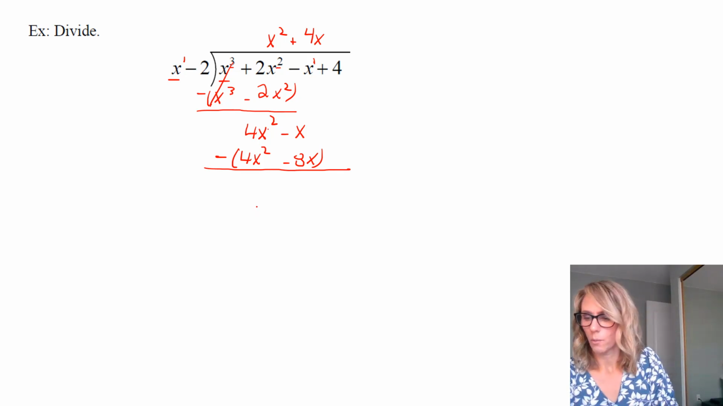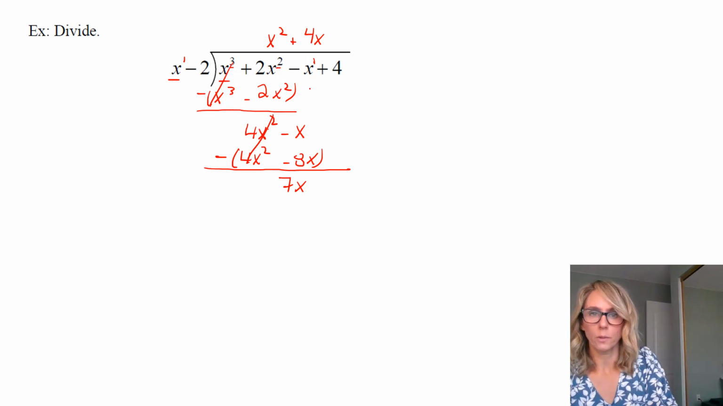Okay, we see what we get. So it looks like we get 4x squared minus 4x squared, gone, always should happen. Negative x minus a negative 8x, negative x plus 8x is 7x. So now we have 7x. I still need to bring down, so notice I brought down the x here. I'm bringing down the 4 plus 4.